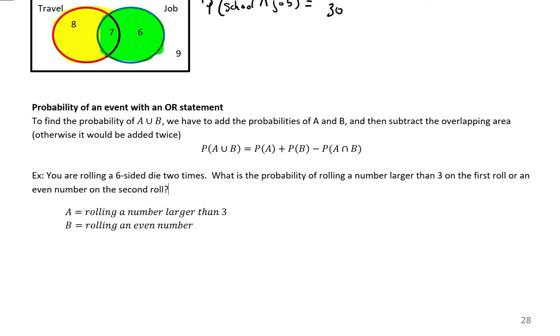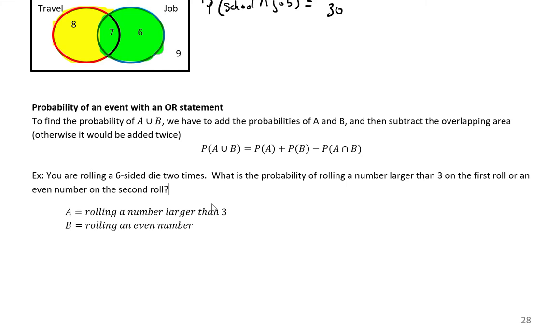So, you might just want to make a note of the changes that happened. You're rolling a 6-sided die twice, so 2 times. Okay, and that's one of the changes. Instead of just rolling it once, we're rolling it twice. What's the probability of rolling a number larger than 3 on the first roll or an even number on the second roll? Okay, so just a slight change here.